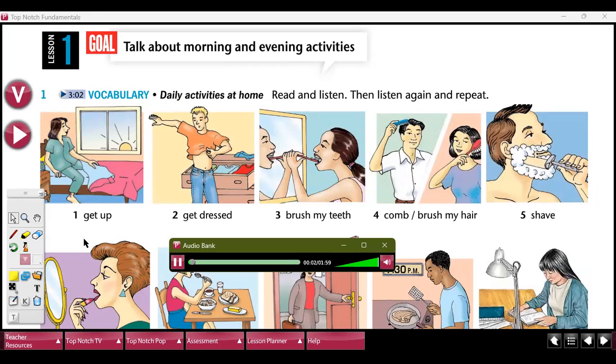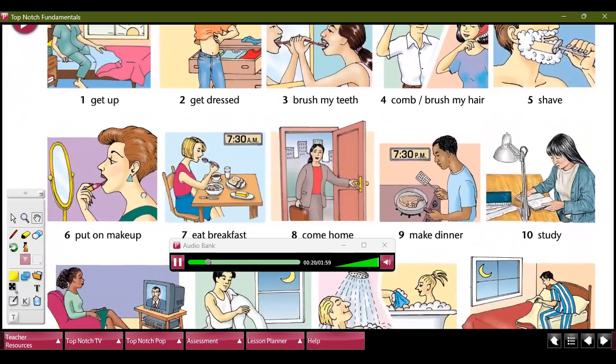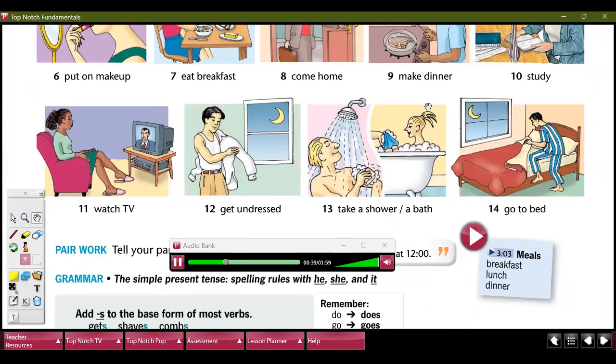Read and listen. One. Three. Brush my teeth. Four. Comb my hair. Brush my hair. Five. Shave. Six. Put on makeup. Seven. Eat breakfast. Eight. Come home. Nine. Make dinner. Ten. Study. 11. Watch TV. 12. Get undressed. 13. Take a shower. Take a bath. 14. Go to bed.